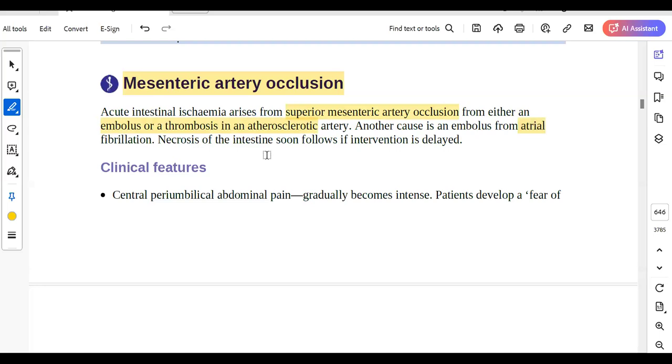Atrial fibrillation is a very important clue to the diagnosis of this. The problem is that if the superior mesenteric artery is blocked, then there will be no blood supply to some part of the gut where it is supposed to supply. So that part of the gut can get irreversible damage and it can die. Okay? And necrosis of the intestine can happen. So that's why it is also a surgical emergency. So how does this patient usually present?